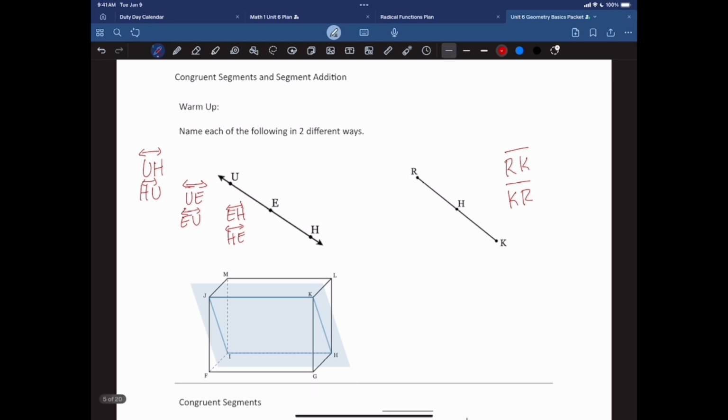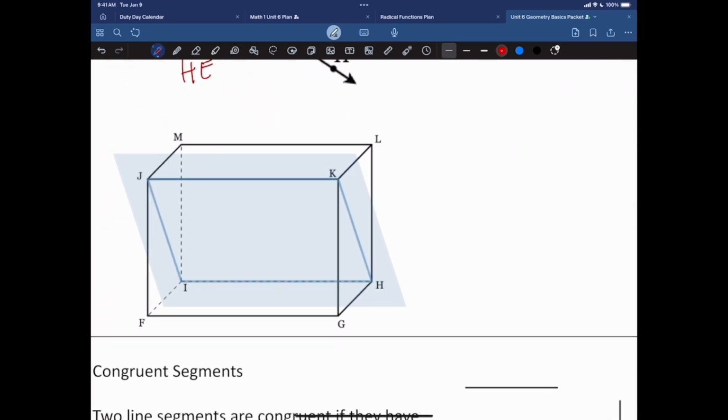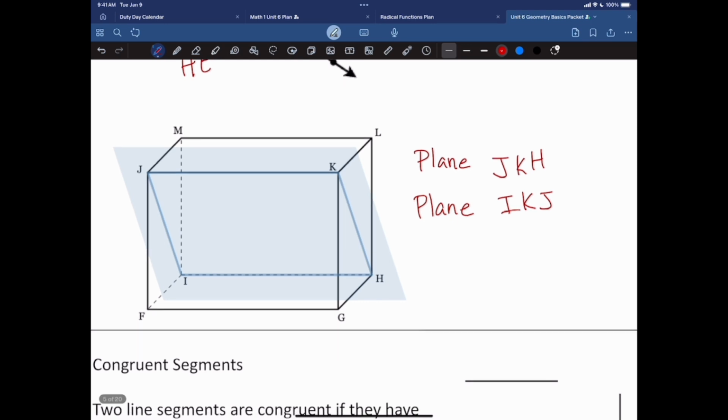The last one we're going to be working on is a plane. So it is the plane that's cutting diagonally through my box right here. We're going to say plane JKH is one way. We're going to say plane IKJ, right? Just need three points to label a plane. Okay, and that is our warm-up.